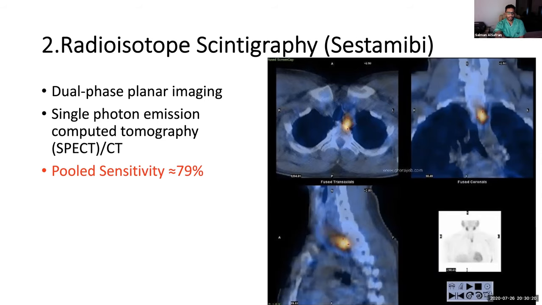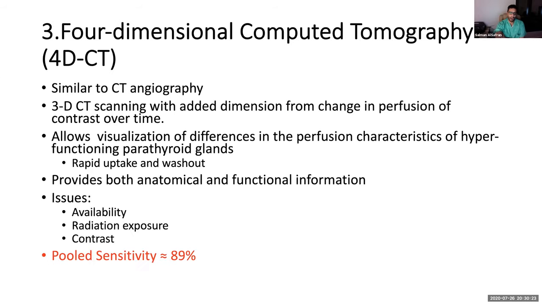So the other new modality, well, now it's not a new modality. It's been up there since 2007. Initially it was used by a group of endocrine surgeons at MD Anderson, where they evaluated the CT scan, and they basically called it the 4D CT scan. It's essentially a CT angiography, where it combines the change of perfusion of contrast over time. What it does is, we know the parathyroid adenoma will wash out the contrast pretty quickly. So they use this characteristic to identify the parathyroid, to provide both anatomical and functional information.